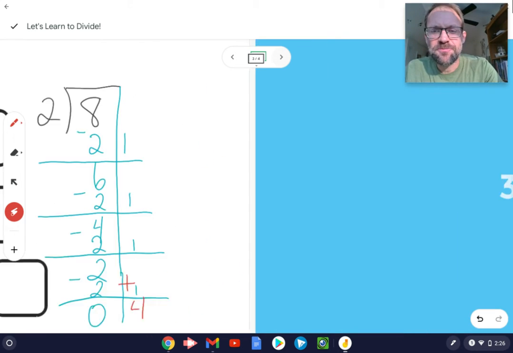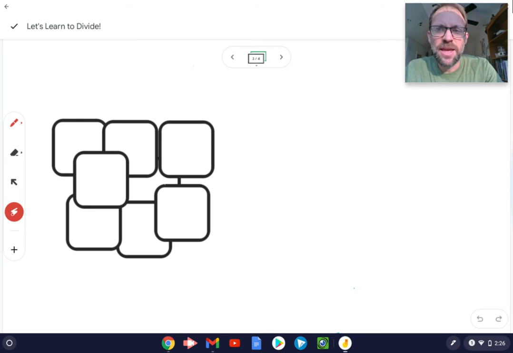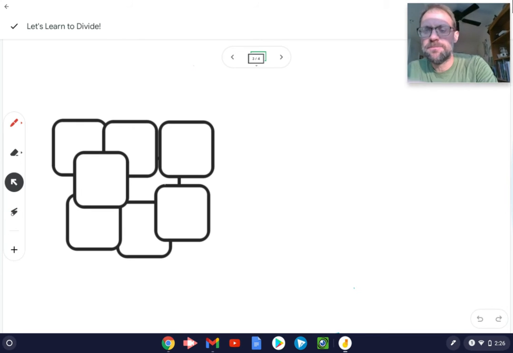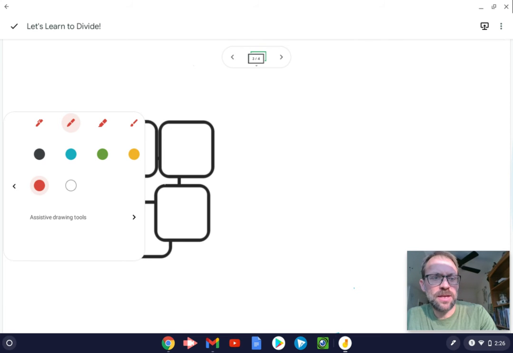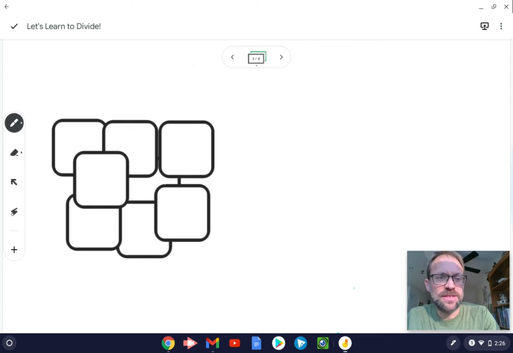Let's try this again. Let's divide these same 8. If you look, there's still 1, 2, 3, 4, 5, 6, 7, 8 blocks in this pile. But this time, let's change the divisor. So we'll still start with the same starting number, which we call a dividend. That's the number of things in the pile. It's still 8. We'll still use our division symbol. But this time, we're going to divide by 4.